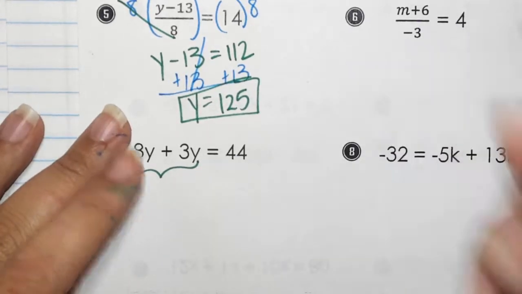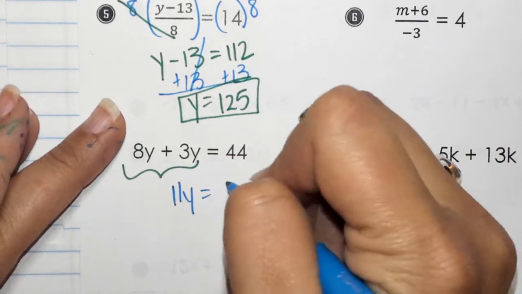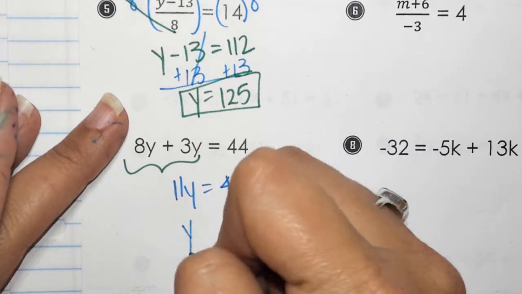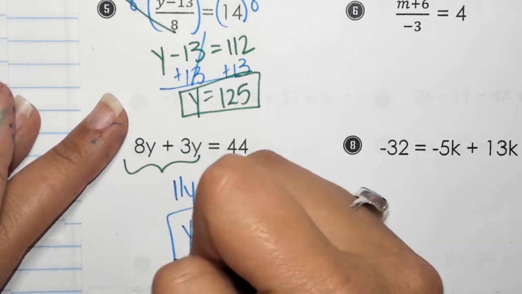What is 8y plus 3y? And what do we do from here? So what does y equal?